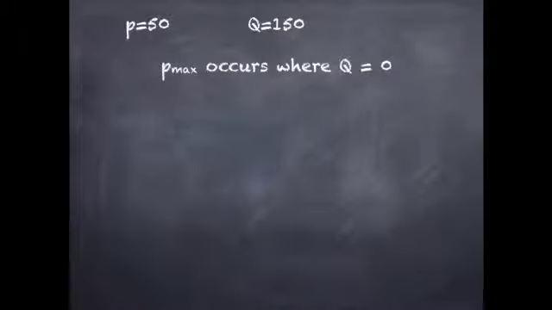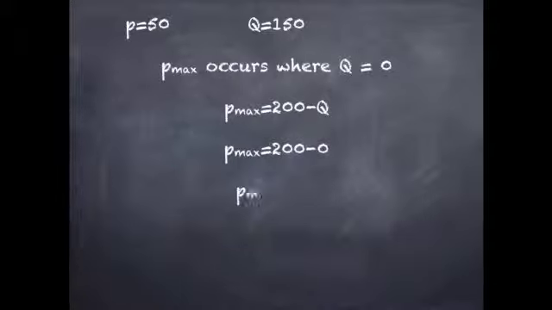So if we move forward, we know that P is equal to 50, Q is equal to 150, and we want to know what P max is, and that's where Q is equal to 0. So P max equals 200 minus Q, which is 200 minus 0. So P max is equal to 200. So now we have all the pieces of information we need to calculate profit and producer surplus for this particular example.